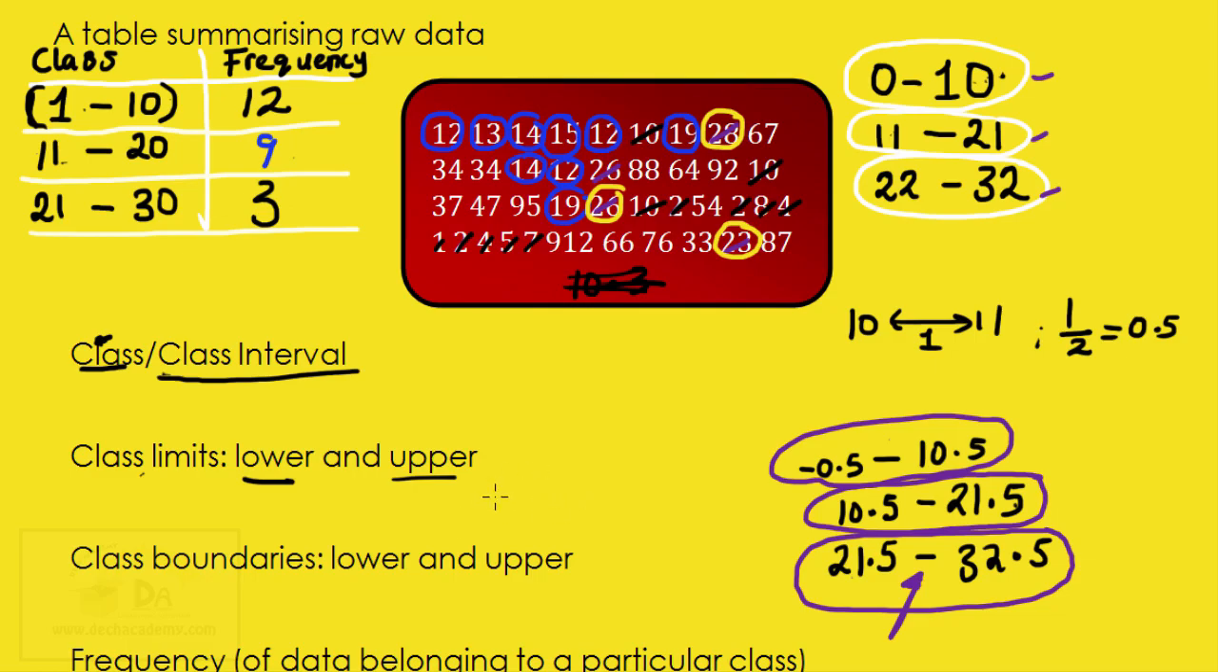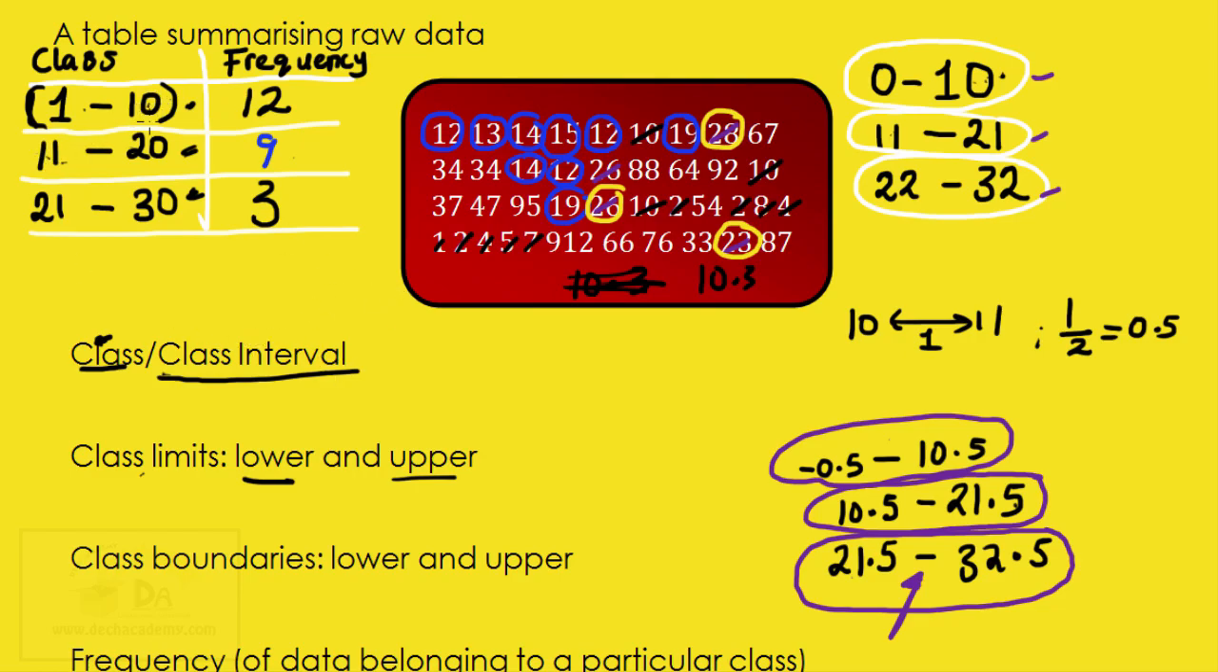Finally, we looked at class boundaries, which may be slightly confusing at this point, but you'll find them easy to understand once you start seeing how they're useful. Looking at these classes here, 1 to 10, 11 to 20, 21 to 30, so we have 3 classes. If a certain number like 10.3 was added to this data set, which class does it belong to? Does it belong to the first class with a class interval of 1 to 10? No, it doesn't. And it doesn't belong to the next class between 11 and 20. 10.3 falls between 10 and 11.